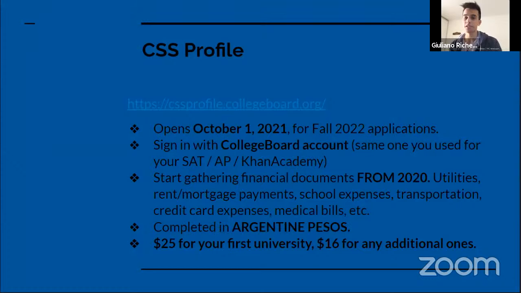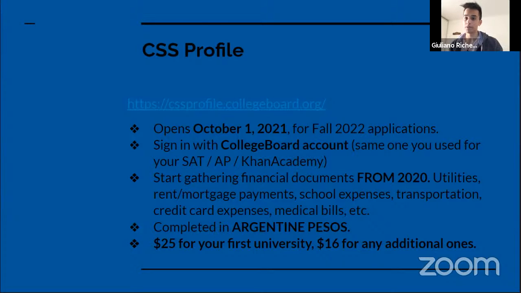So, some things about the CSS Profile. Here's the link for the CSS Profile website. As you can see, it is part of the College Board website. For this year and for all years, it opens on October 1st, 2021. In your case, it would be fall 2022 applications. So you have the option to select between fall 2022 and spring 2022. You should choose fall because that's the first term that you're applying to.